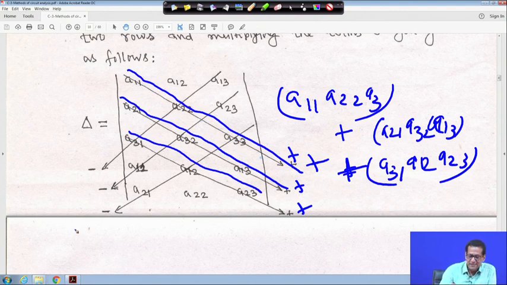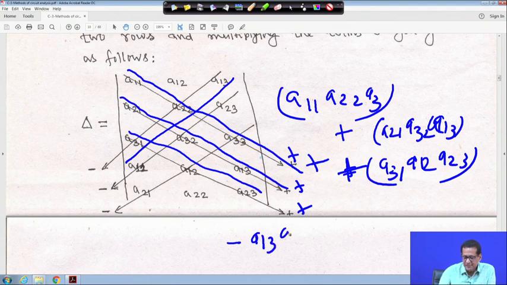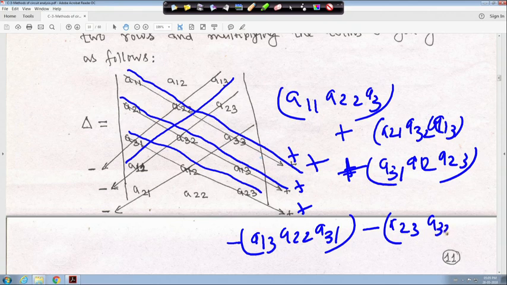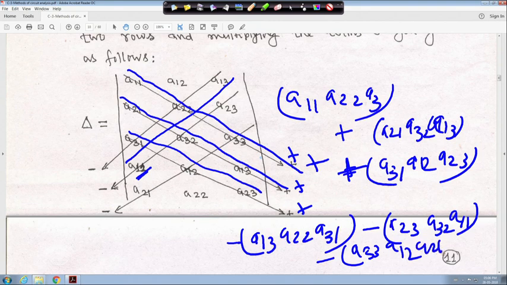So minus means that these elements may be plus or minus, doesn't matter, but the sign should be minus. Then minus, you take a13 a22 a31, so it is a13 a22 a31, right. Then minus, then this one, a23 a32 then a11, right. And then minus this another one, a33, a12, then a21. So all these terms plus, all these terms minus, and whatever you get will be your determinant, right.